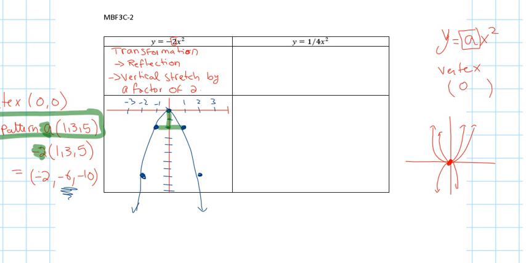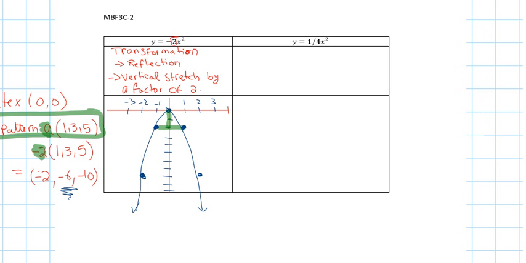And then we talked also about the step pattern. Do you remember the step pattern? It is 1, 3, 5 multiplied by the a value. So here is another example. We have y equals 1/4, that's 1 over 4, or 0.25, x squared. What's your a value here?